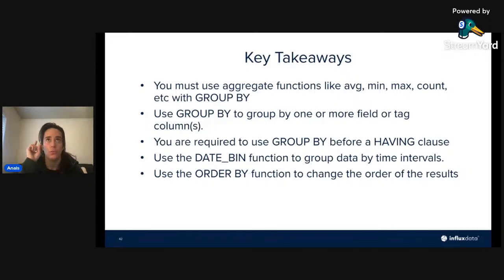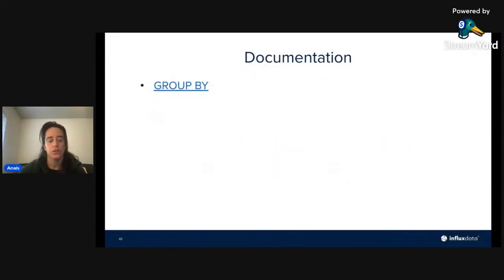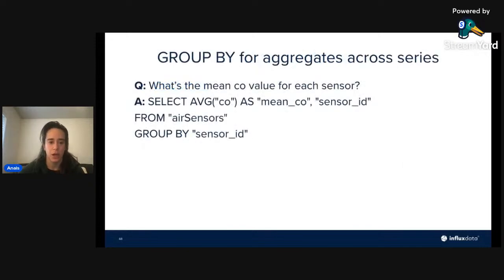But if you want to perform downsampling, you're going to want to use the date bin function to group data by time intervals. I think sometimes people think, oh, I should use group by time to create buckets of time intervals and then apply a max over that or whatever your downsampling goals are. But you have a special function for that instead. That's one of the main takeaways there. So follow the group by documentation that I linked in the comments.